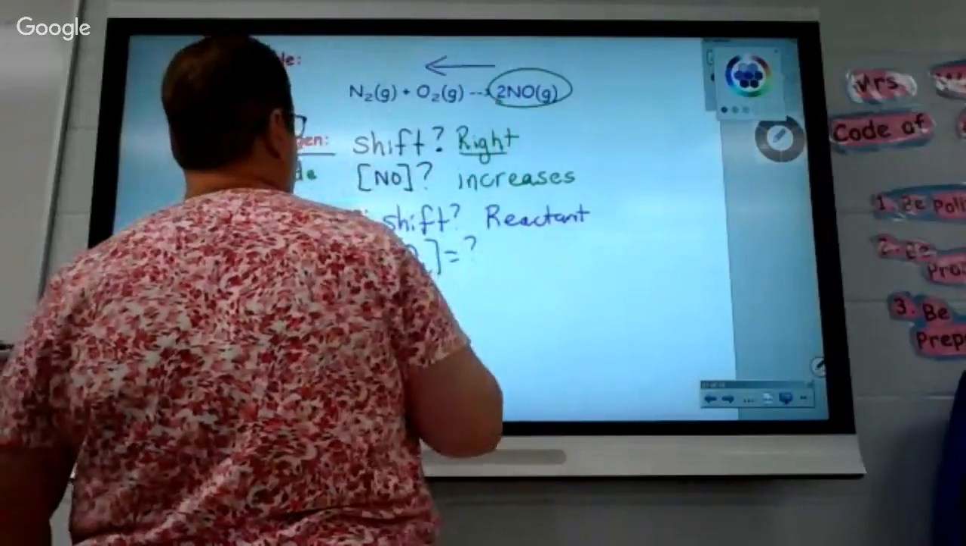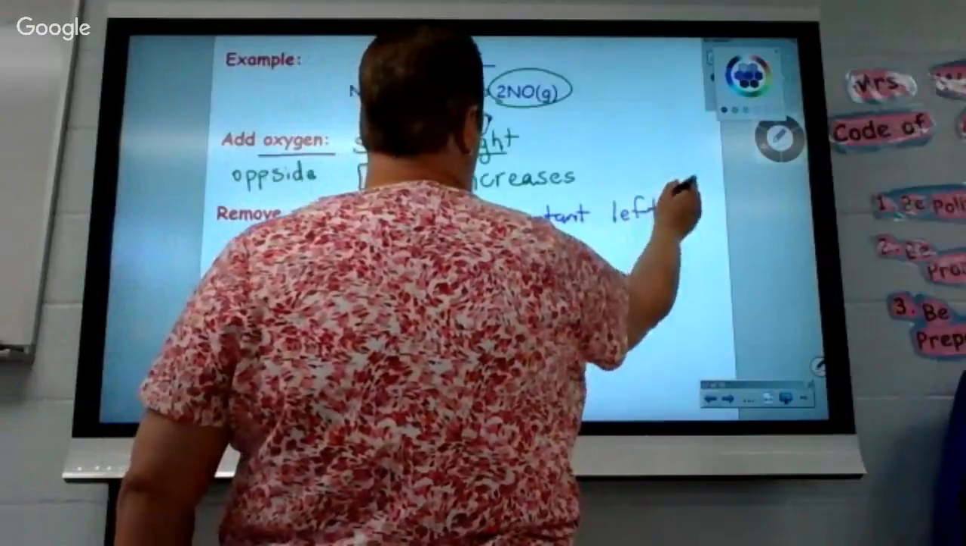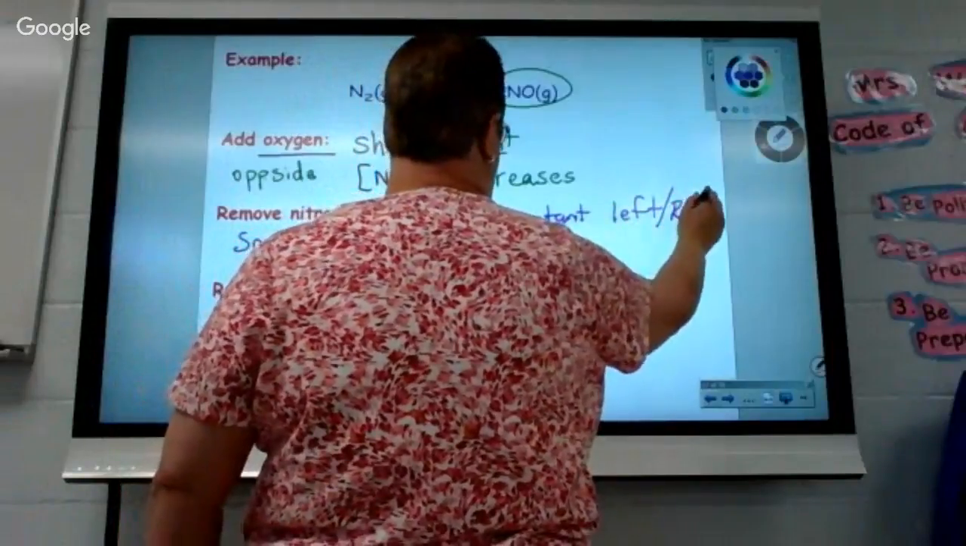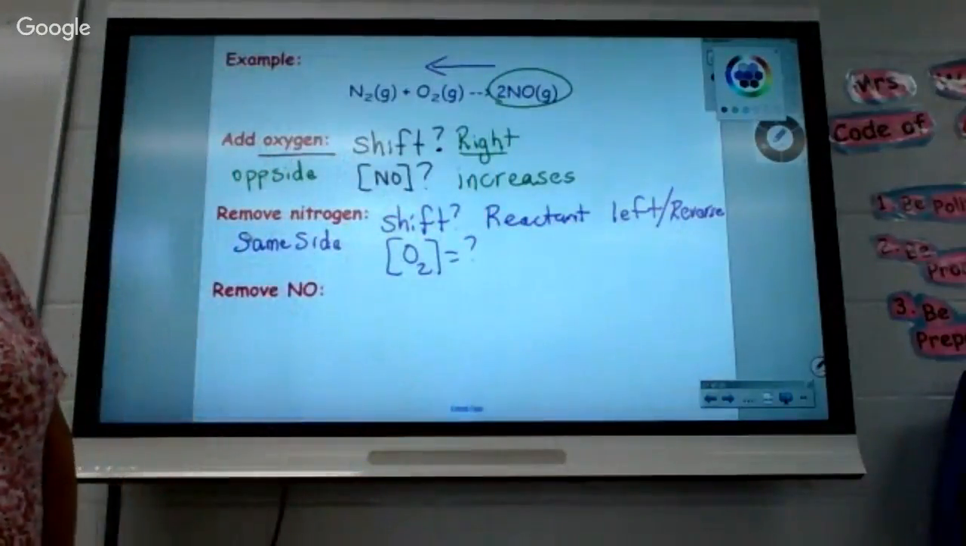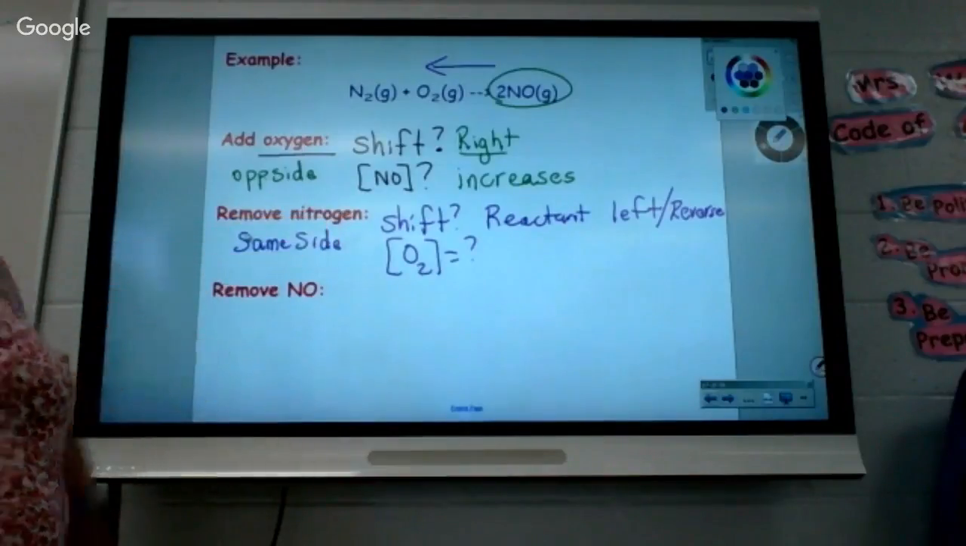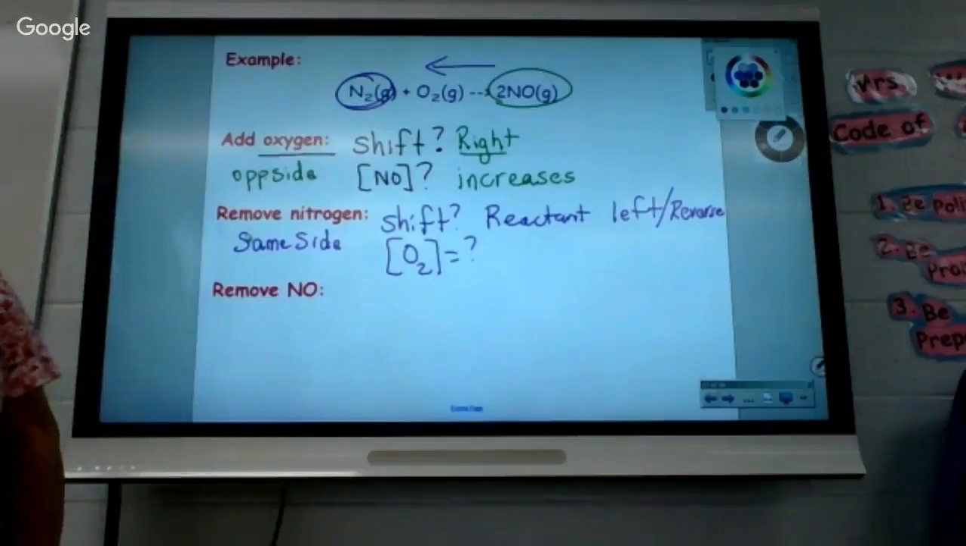All right, we can say left. That'll be fine. Or you could have said reverse. Either answer would be fine. Left or reverse, because you said it had to go to the same side as nitrogen. And nitrogen is here, so the same side is to the left. Are you with me on that?